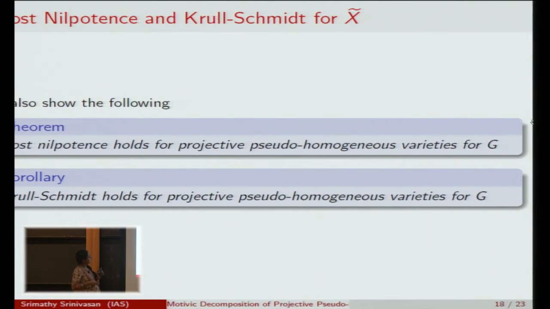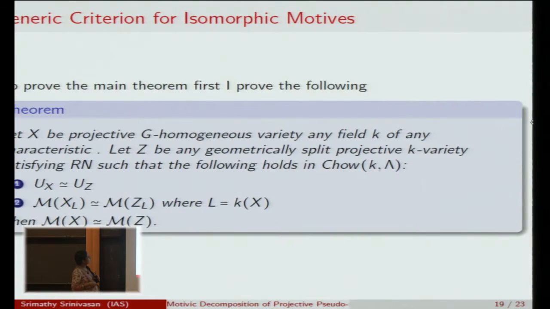Okay, so this I also show the following. As a consequence of this, we also get the Ross-Nilpotence and the Kroll-Schmidt holes for projective pseudo-homogeneous varieties, just like projective homogeneous varieties. Okay, now how do I show the main result?